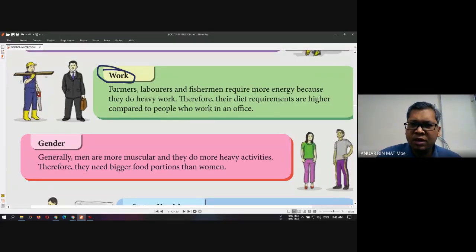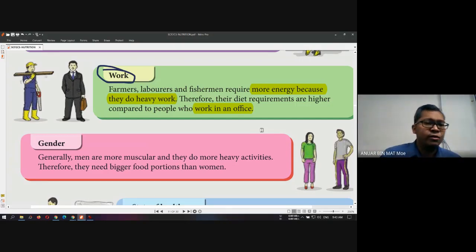Farmers, laborers, fishermen need more energy because they do heavy work. Heavy duty work like laborer or contractor, they do heavy work. Of course, they need to take more food that requires more energy. How about people who work in the office? We call it a sedentary work style. They just sit at their desk doing clerical work, using the computer in an aircon condition, so they maybe need less food.